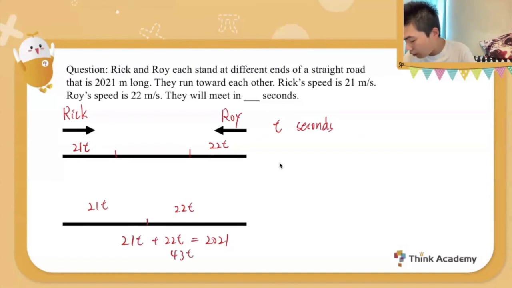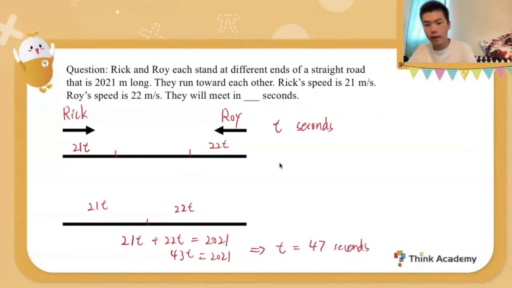43t equals 21, and t equals 21/43 seconds. And that's our answer for the question. So we see that we can visualize the question and find the simple solution to the question.